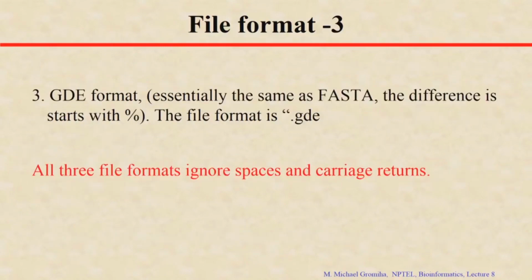There is another format, GDE format, which is also similar to the FASTA format, and the only difference is that it starts with a percentage symbol. These are formats used earlier in the literature; currently the FASTA format is widely used in many bioinformatics problems. Here you have the extension .gde. All these formats ignore spaces as well as carriage returns. So, if you have spaces, they are automatically ignored and the sequence is taken continuously.